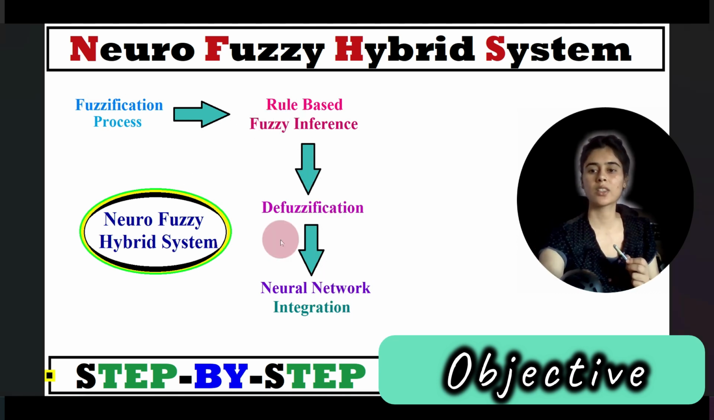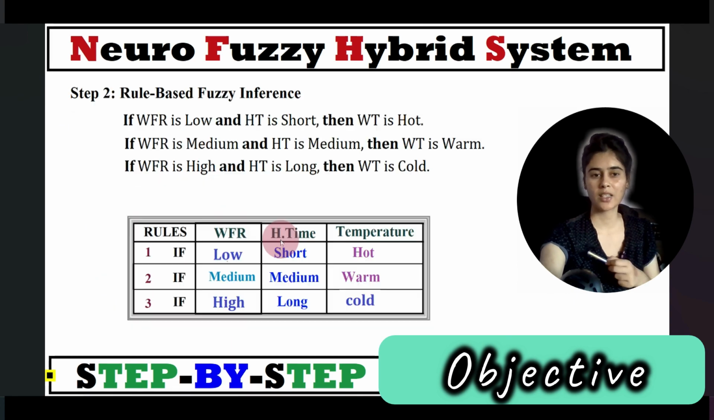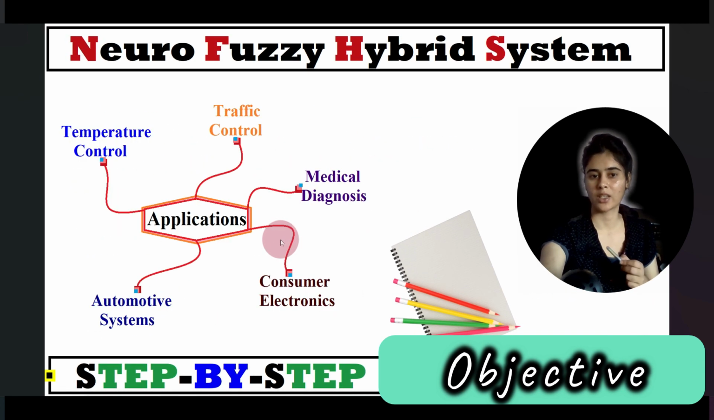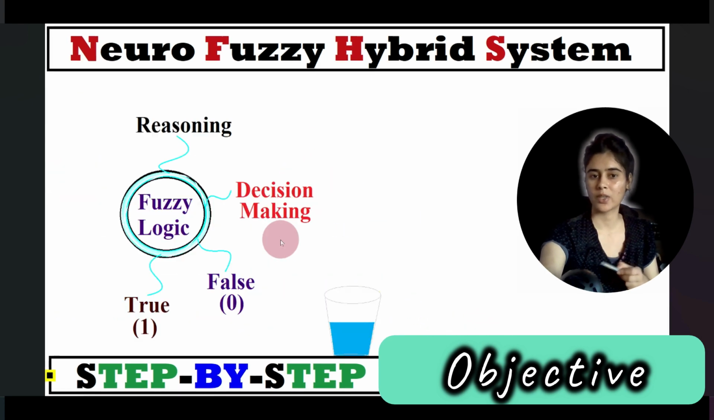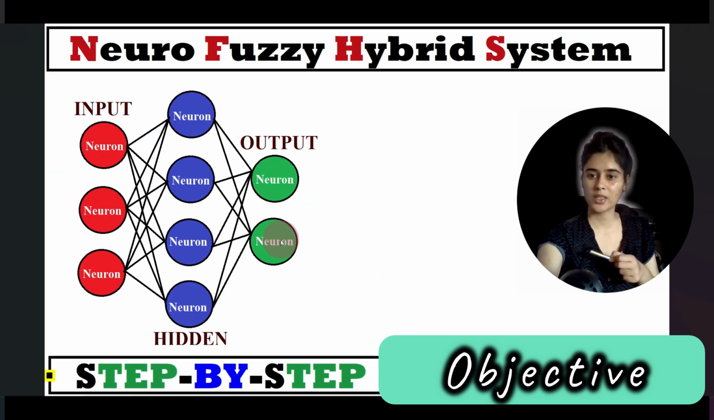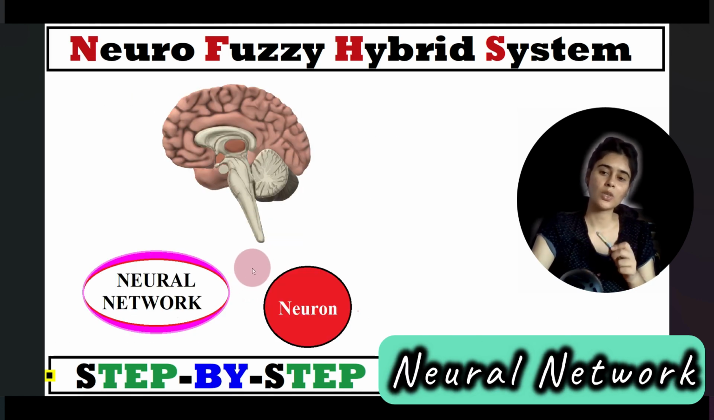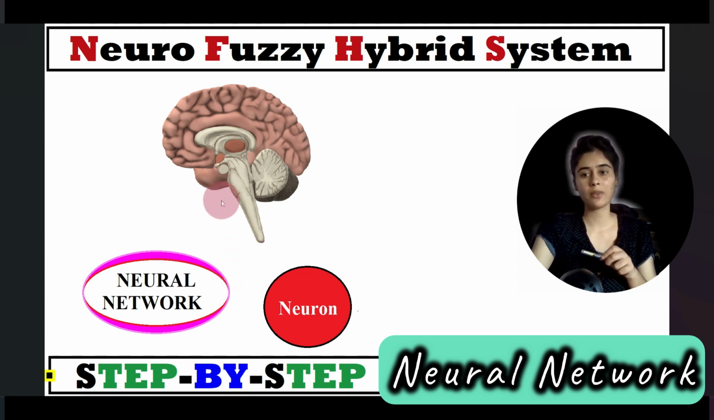So in order to understand this working numerical example, first you will understand the two key components, what is neural network, fuzzy logic, and further they have different key components. So first you will understand these two key components so that we can easily understand the working of Neuro Fuzzy Hybrid System. So first we have neural network.